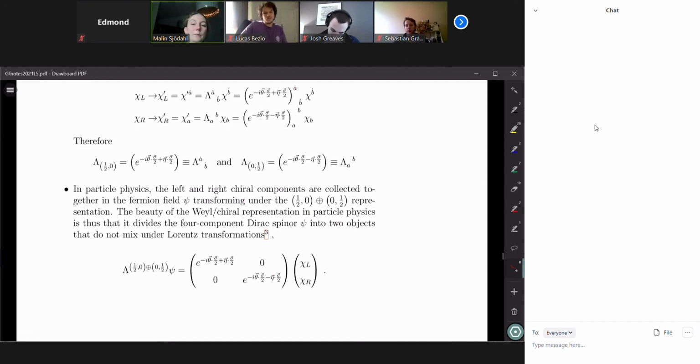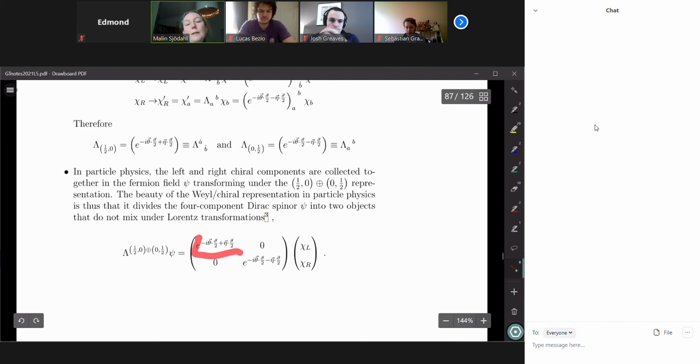And then if we combine these two fields, and we put first the left field and then the right field, so we put say, the left field in the upper two components and the right field in the lower two components, or vice versa. In any case, we have a block diagonal matrix here, having zeros in the off diagonal 2 by 2 blocks and only having something on the diagonal, implying that this guy and this guy, they do not mix under Lorentz transformations. And this is the beauty of the Weyl/chiral representation in particle physics.